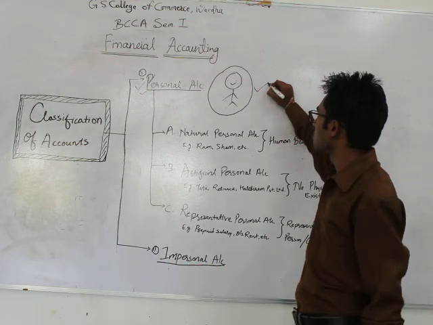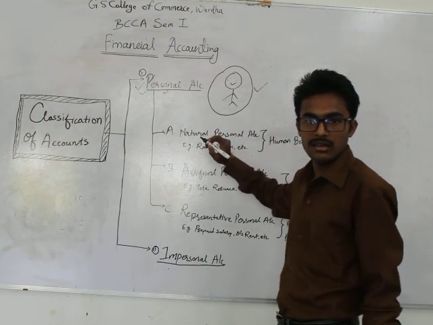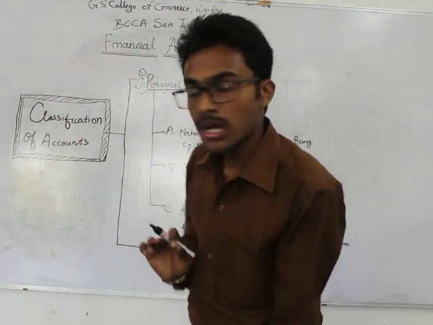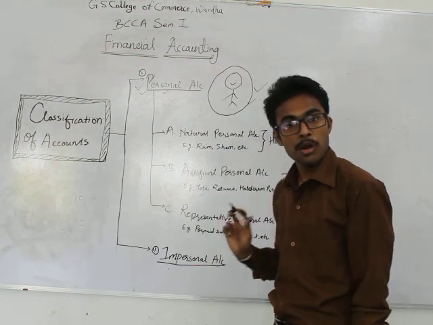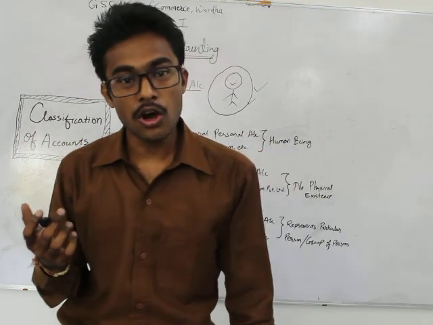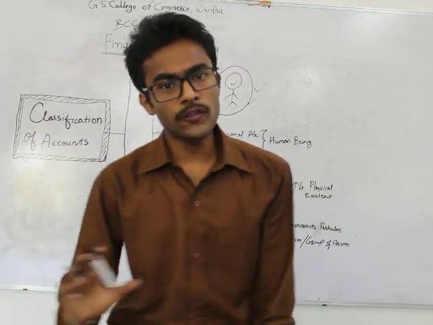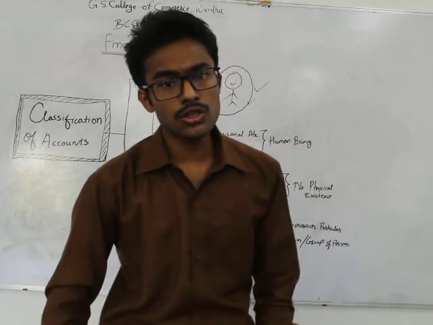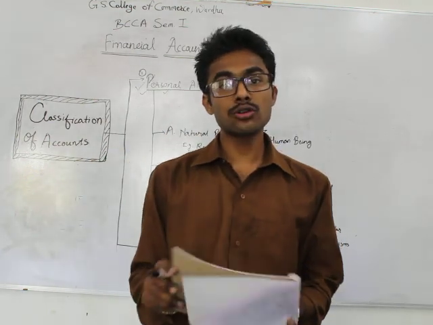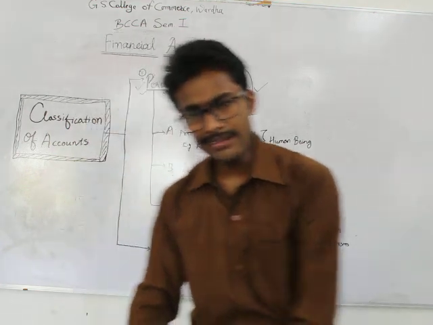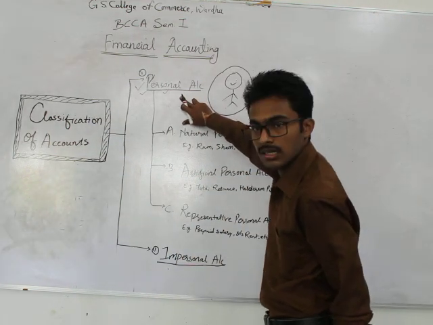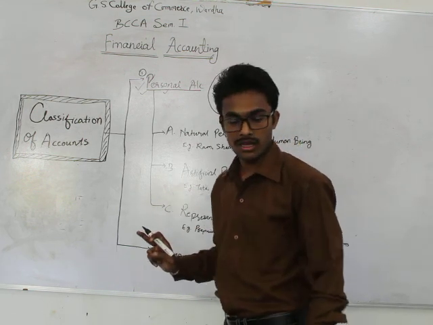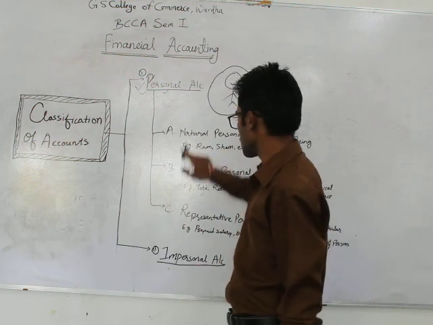As this diagram is showing and the name is indicating, this account will be for persons, companies, firms, organizations. All of these things will come under personal account. Personal account is related to persons only, and in this we have three more subclassifications, we should say. Hence we will discuss these three.